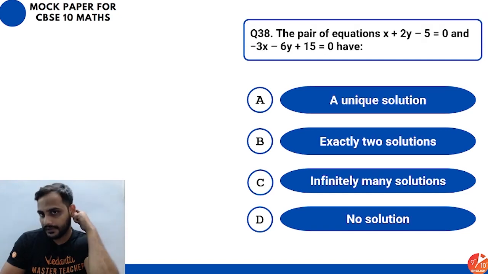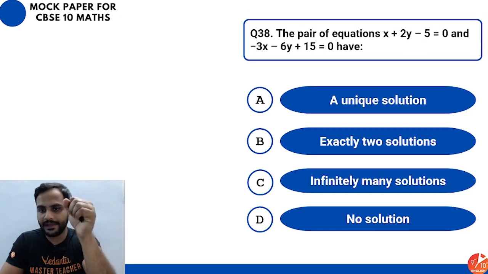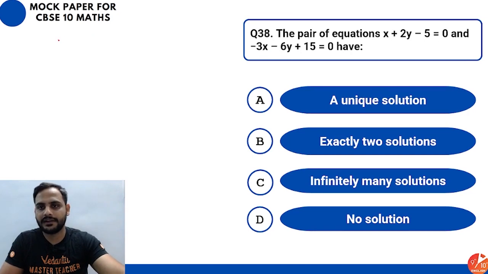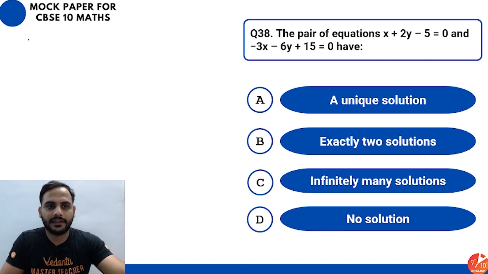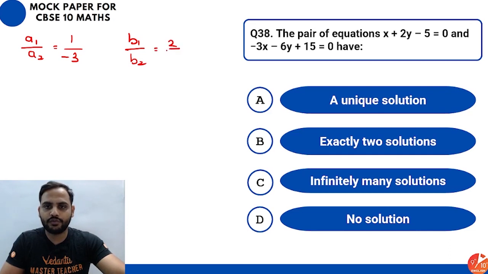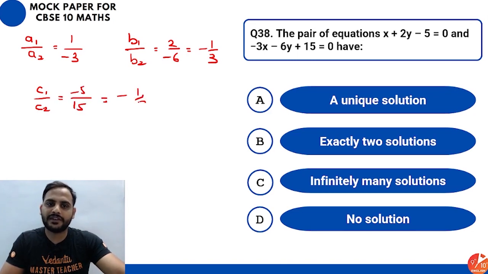Alright, next one. The pair of equations, what kind of equations are they? Let's see what is A1 by A2, what is B1 by B2, what is C1 by C2. A1 by A2 will be 1 upon minus 3, which is minus 1 by 3. B1 by B2 is 2 by minus 6, which is again minus 1 by 3. And C1 by C2 is minus 5 by 15, which is again minus 1 by 3.